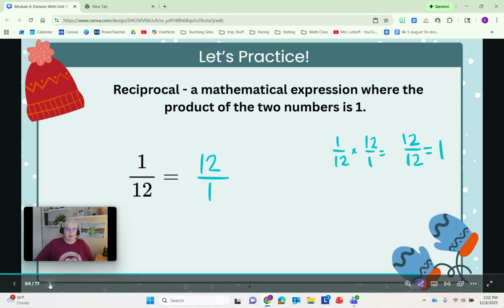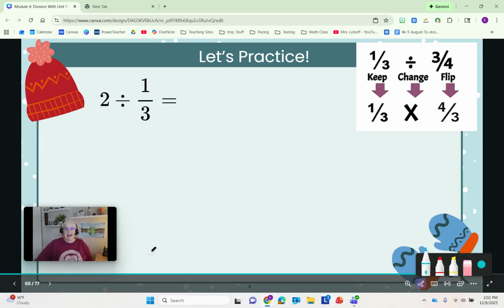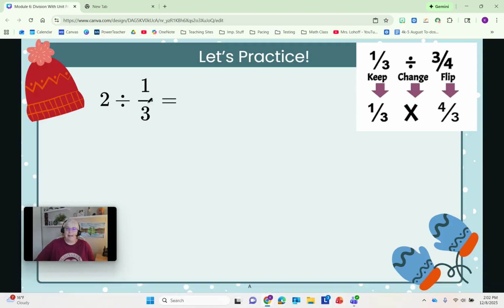Now that we know about reciprocals, let's talk about how to divide a whole number by a fraction. Keep, change, flip. Keep, change, flip. So 2, we're going to replace as a fraction 2/1. 2 is the same as 2/1. Now we do keep, change, flip. The flip is the reciprocal.